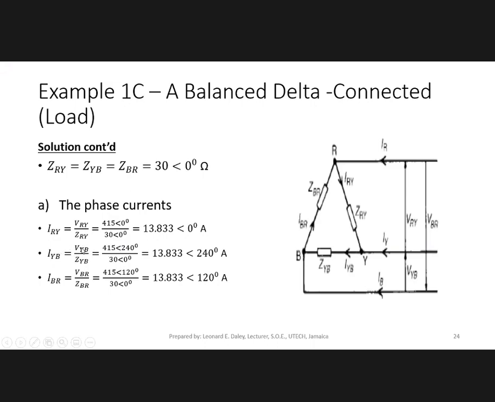IYB, formula VYB over ZYB. So 415 at angle 240 over 30 angle 0. So 13.833 at angle 240. And IBR is VBR over ZBR. All right, so you can see that the phase currents are balanced, as we expect for a balanced system.